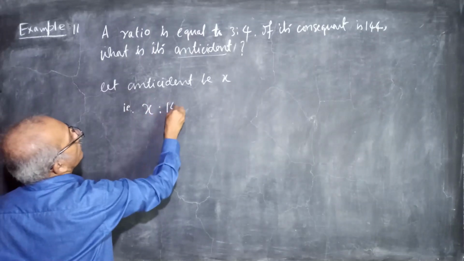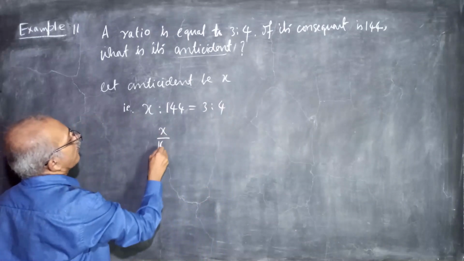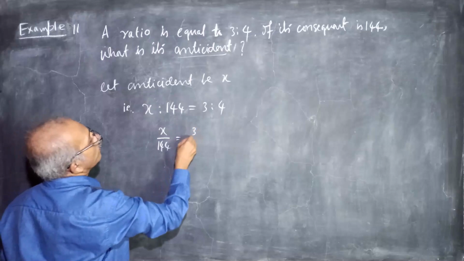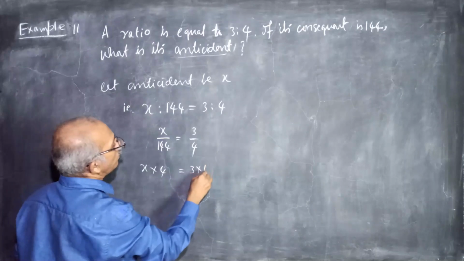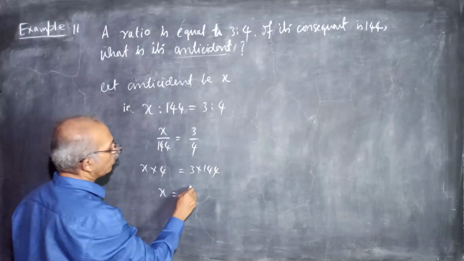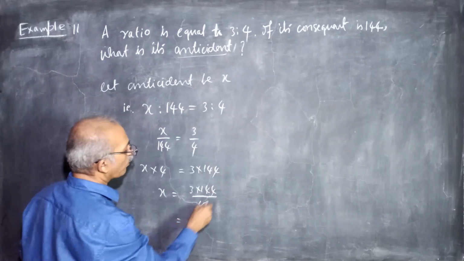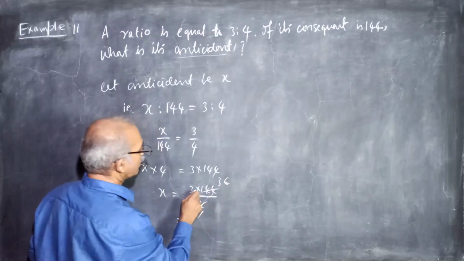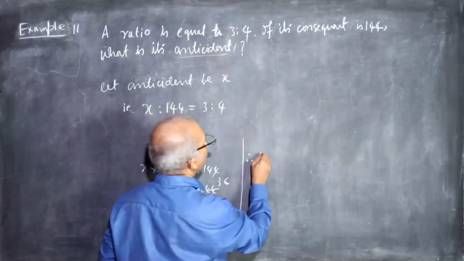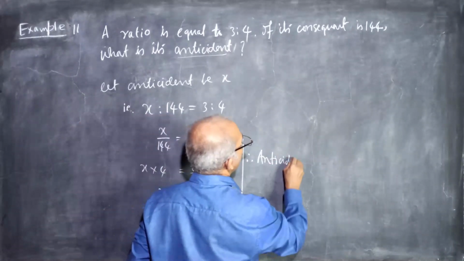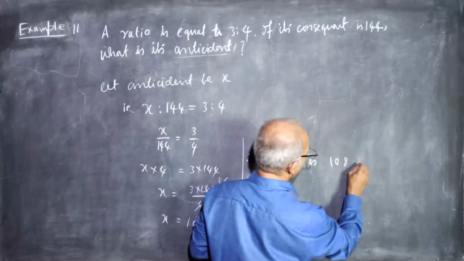That is, x is to 144 is equal to 3 is to 4. So we write x by 144 is equal to 3 by 4. So on cross multiplying, x into 4 is equal to 3 into 144. So x is equal to 3 into 144 divided by 4. So 4 1s are 4, 36, 36 3s are 108. So x is equal to 108. Therefore antecedent is 108.